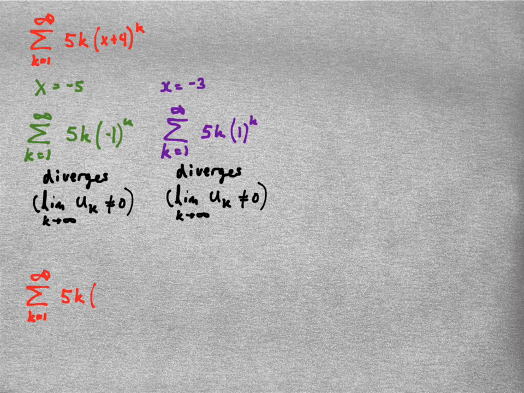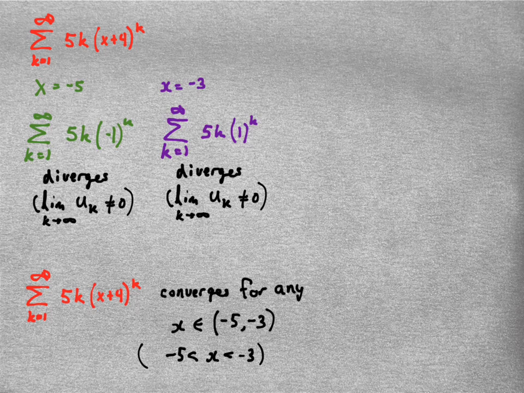So in this case, our interval of convergence does not include the endpoints. It's the open interval from -5 to -3. Alright, I hope that's helpful. Good luck to you all.